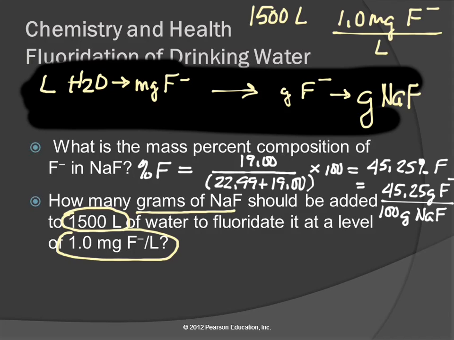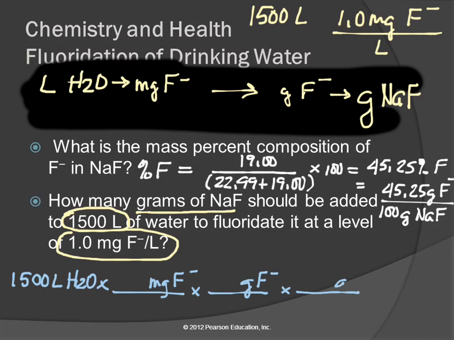So liters of water, 1,500 liters of water. And the next one is milligrams of fluoride. And then we're going to go to grams of fluoride. And then we're going to go to grams of sodium fluoride. Just the units in the path. Liters, milligrams, grams of fluoride, grams of sodium fluoride. Same thing down here.